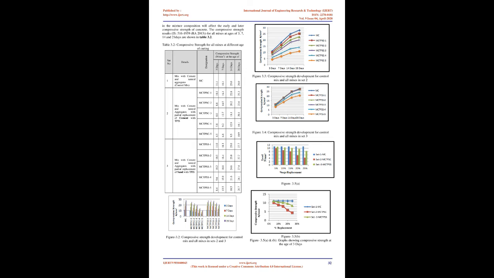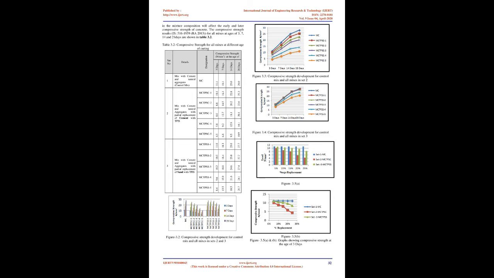B. Compressive strength test. Compressive strength is generally the main property value used to investigate the concrete quality in the codes. That is why it is very important to evaluate whether changes in the mixture composition will affect the early and later compressive strength of concrete.